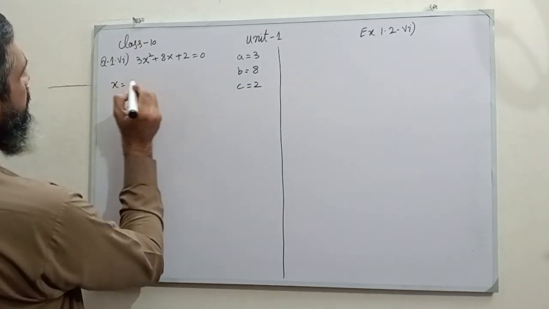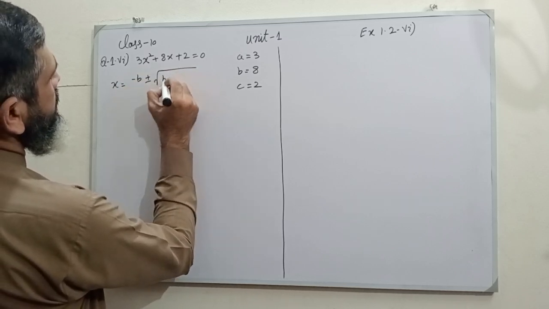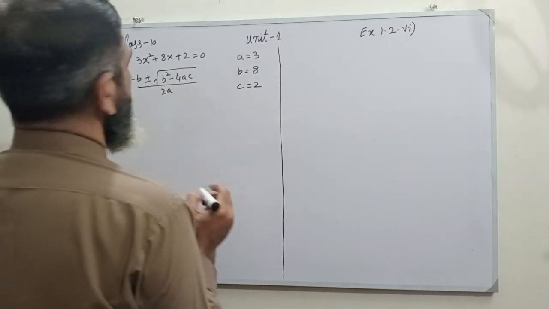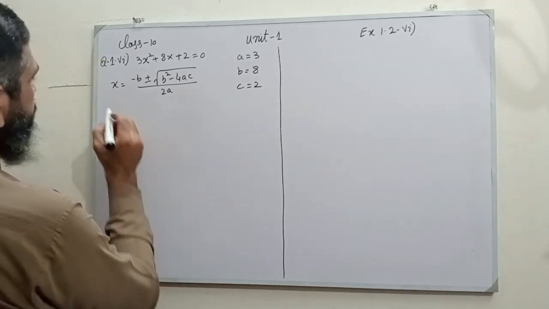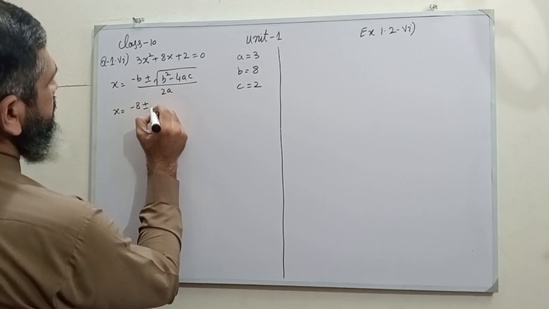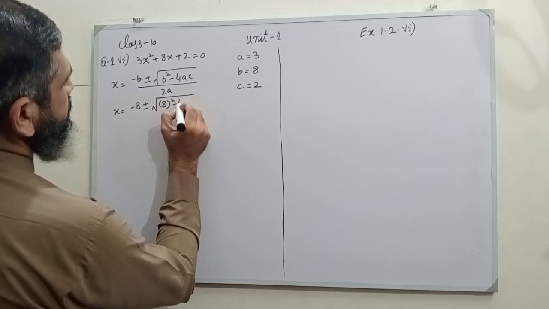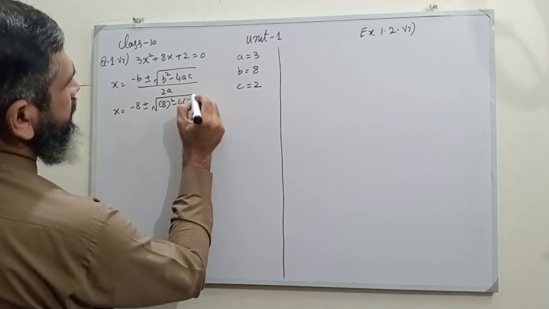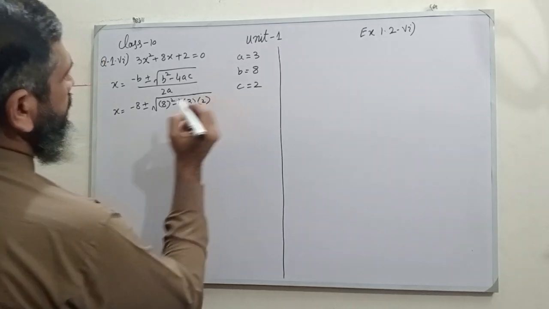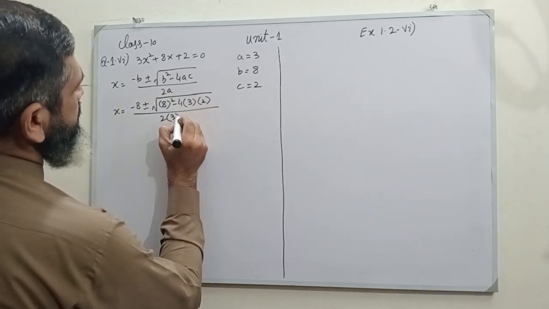What is the quadratic formula? The quadratic formula is x is equal to minus b plus minus under root b square minus 4ac over 2a. Putting the value of a, b and c, x is equal to minus 8 plus minus under root of 8 square minus 4 into 3 into 2, divided by 2 into what is the value of a, 3.